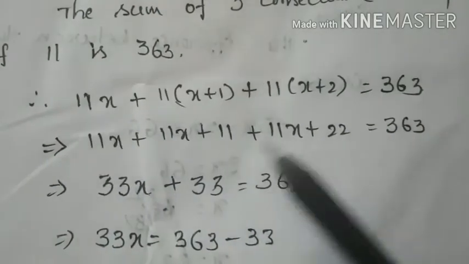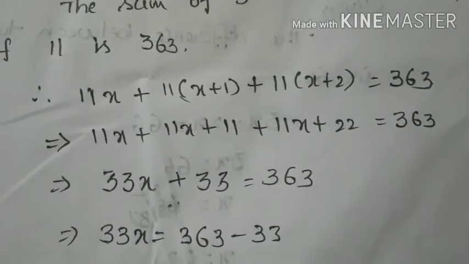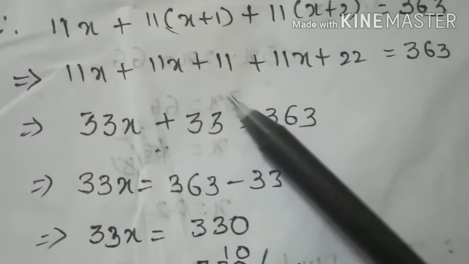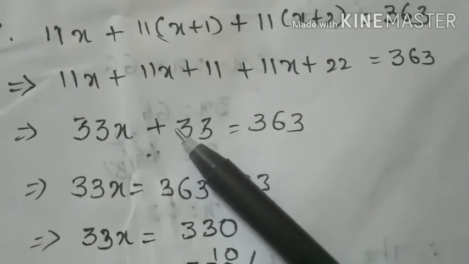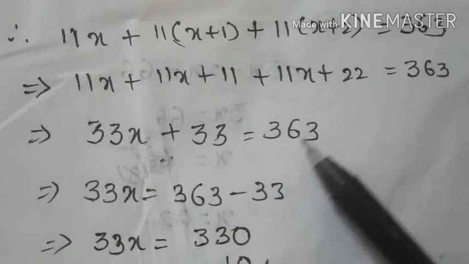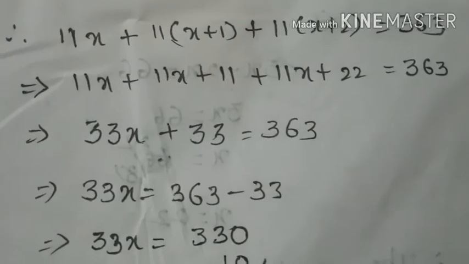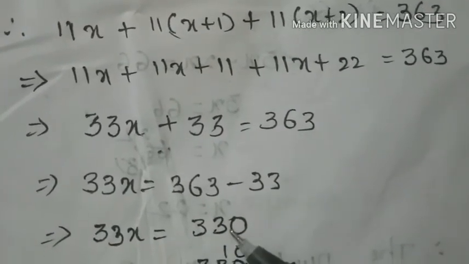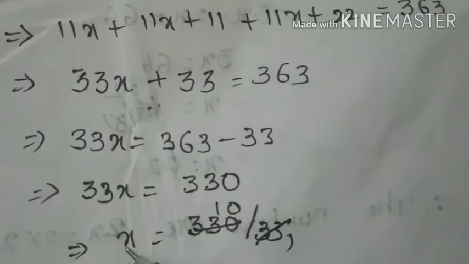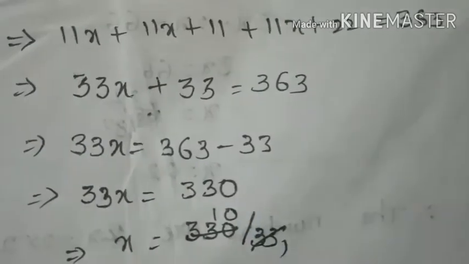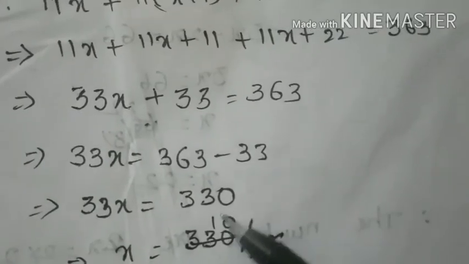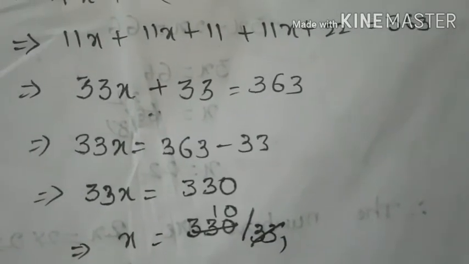So now we got one equation. Keeping the variable on the left hand side, I send this from LHS to RHS. This is plus, it becomes minus 33. 363 minus 33 is equal to 330. Okay, 33x is equal to 330. Now x is equal to 330 by 33. 33 tens are 330. So x is equal to 10.